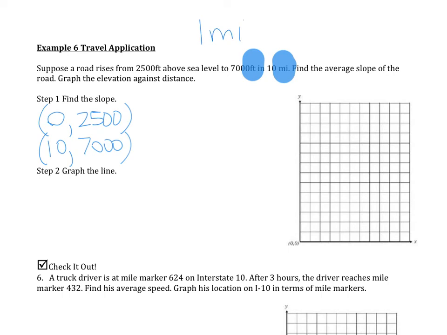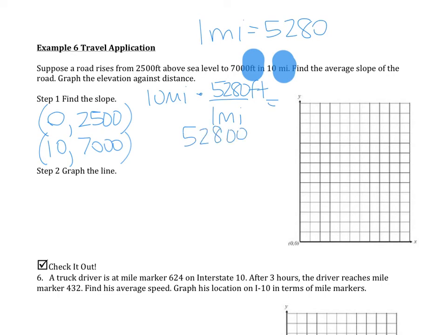1 mile equals 5,280 feet. So 10 miles would be 52,800 feet.